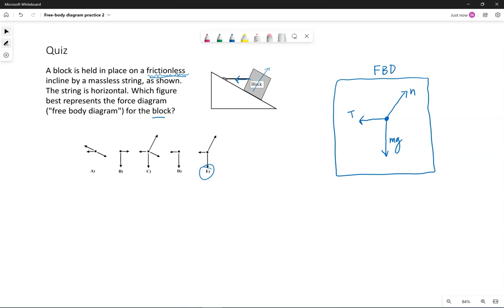So one other side note really quick. Because the problem says the block is being held in place, meaning it's not moving, it's just sitting there, we know that the net force would have to be 0. In terms of components, we could say the normal force has a y component and an x component.